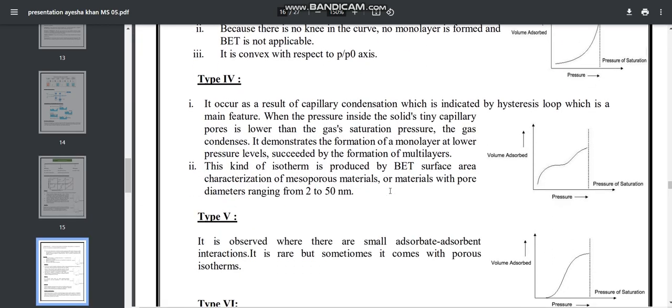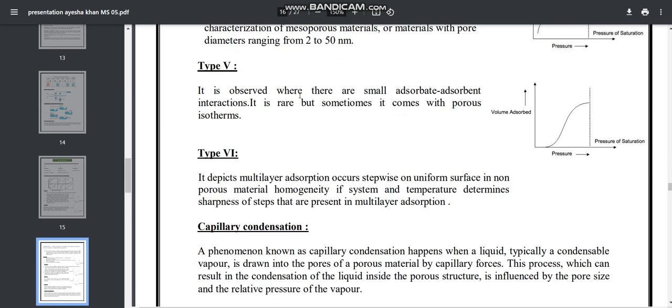The next type is type 5 isotherm. It is observed when there are small interactions between the adsorbate and adsorbent. This type of isotherm is rare, but sometimes it also comes with porous isotherms.